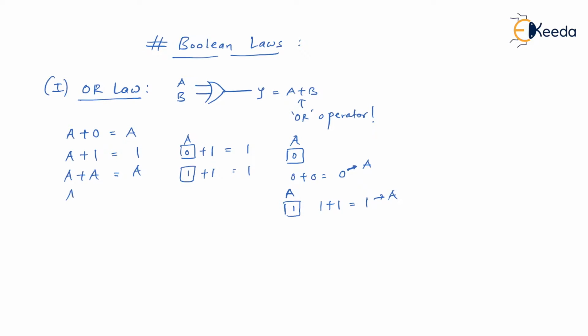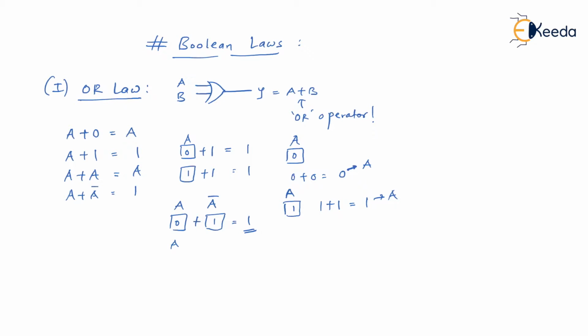Next, A plus A bar. When you add any variable with its complemented variable, the operation becomes 1. For example, let us assume A equal to 0. Then you are going to add with A bar. If A is 0, A bar happens to be 1, and 0 plus 1 becomes 1. As you can see, the result is 1.